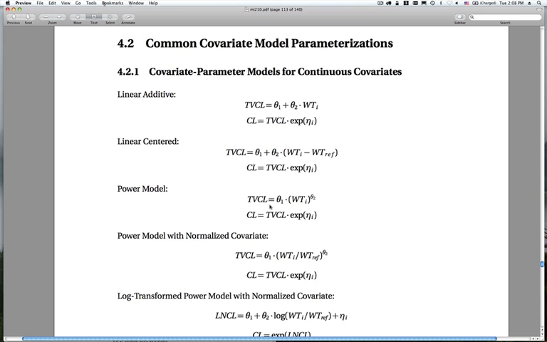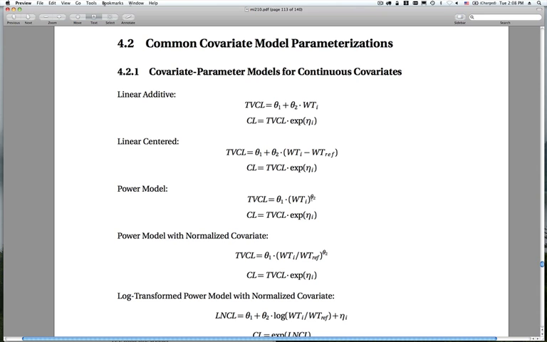Another one that's useful is a power model. Here we have indicated that clearance increases, or changes, as a function of weight according to this power relationship with some base term theta1 and a power theta2. Now the nice thing about this is that in the power relationship you can constrain clearance to be positive as long as theta1 is constrained to be positive here. It doesn't matter what the value of theta2 will be, and that's a useful constraint.